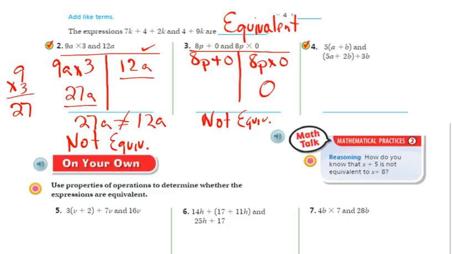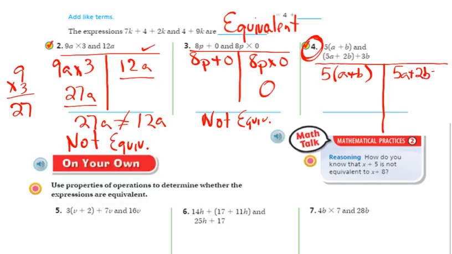This is going to be probably the most complex one that we've had up until this point. So let's work together on it here. So I have 5 times a plus b, and then I have 5a plus 2b plus 3b. Okay, and I've got some parentheses around there.